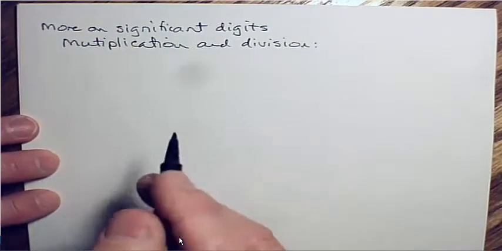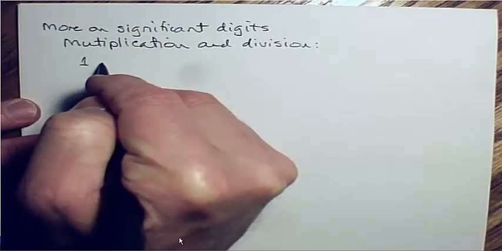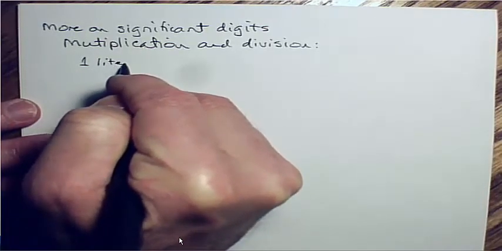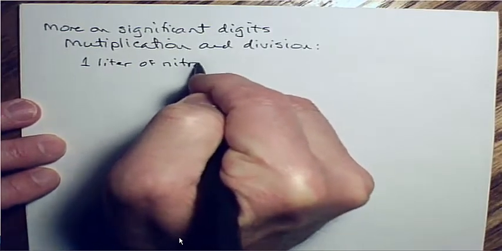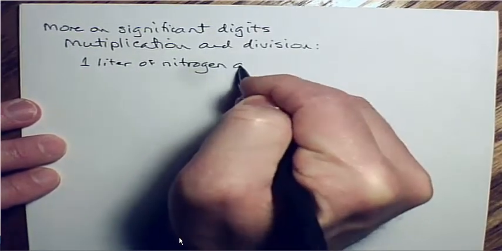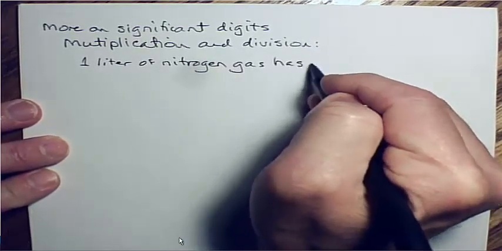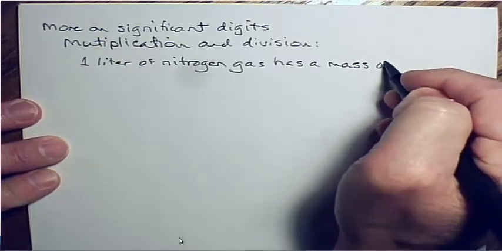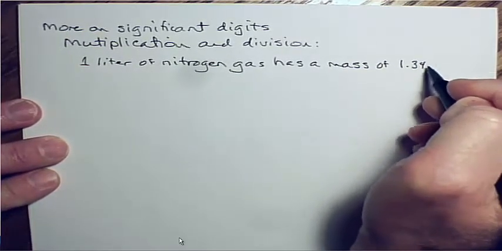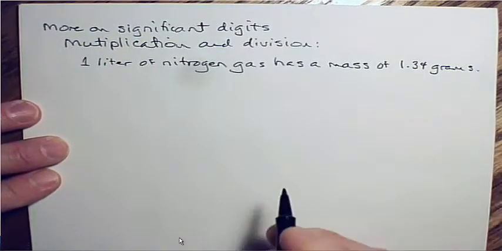All right. So let's start with a word problem like this. Let's say we've got 1 liter of nitrogen gas. Has a mass of 1.34 grams. Okay.